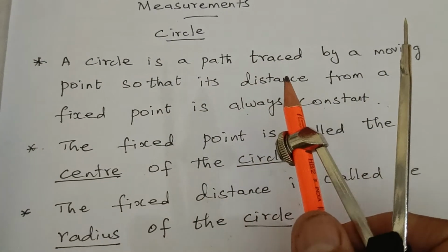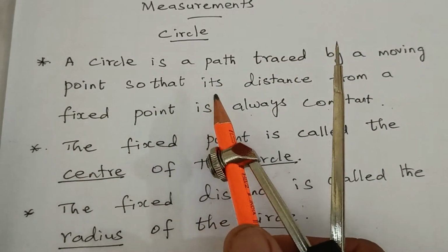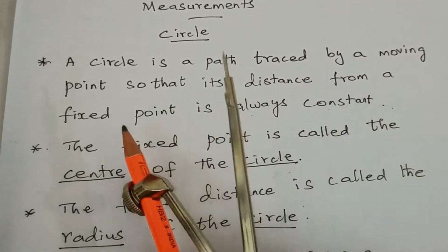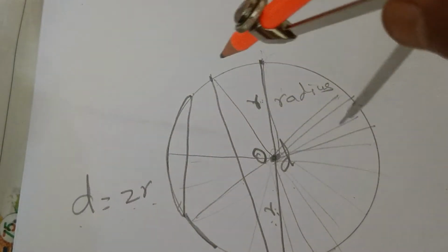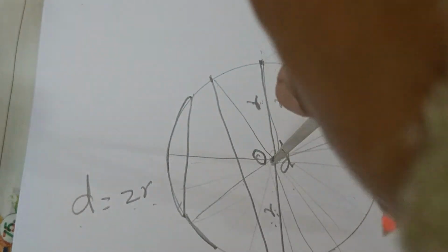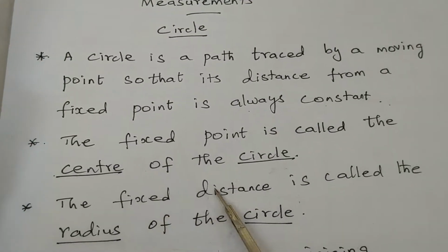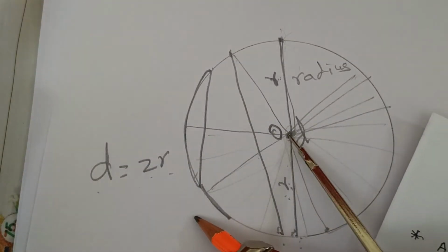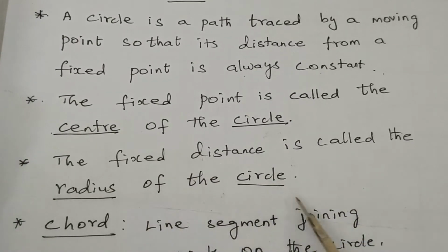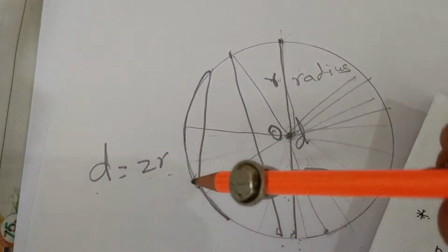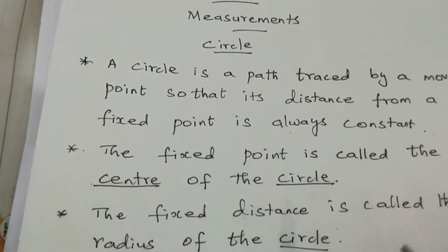A circle is a path traced by a moving point, the pencil, so that its distance from a fixed point is always constant. That's what we saw while drawing a circle. The fixed point is called the center of the circle, and the fixed distance, the distance between the compass and the pencil, is called the radius of the circle.